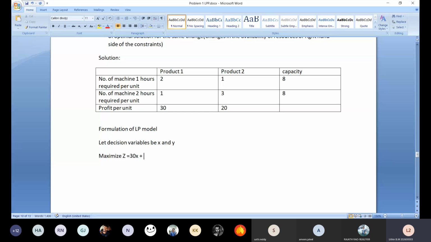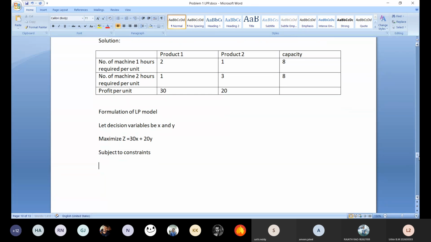Then how will I write the second one? 20y. Yes, 20y. Per unit, the profit is 20, and I do not know how many units of product 2 I am going to produce, so I'm just keeping this as y. Okay, now subject to constraints. We have been given certain constraints, subject to constraints. Here we shall see the problem.